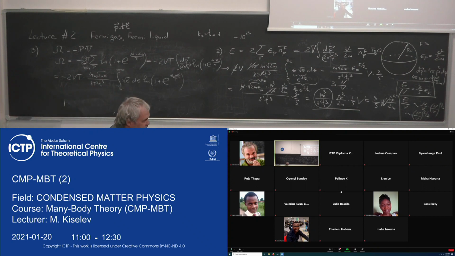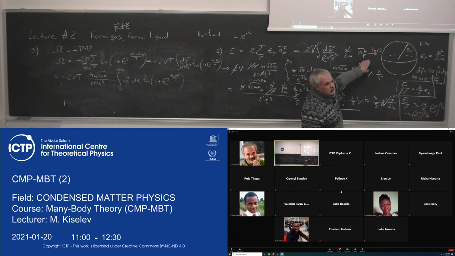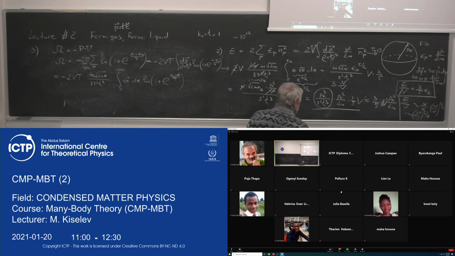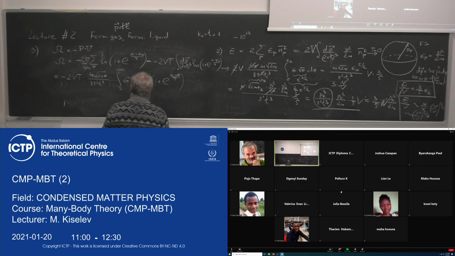I don't yet assume that I'm at zero temperature. Here I made this assumption only to dramatically simplify my calculations. In principle, I don't need it. I can evaluate this integral under general conditions. So, I have quite a complicated integral, and I would like to proceed computing it by parts.